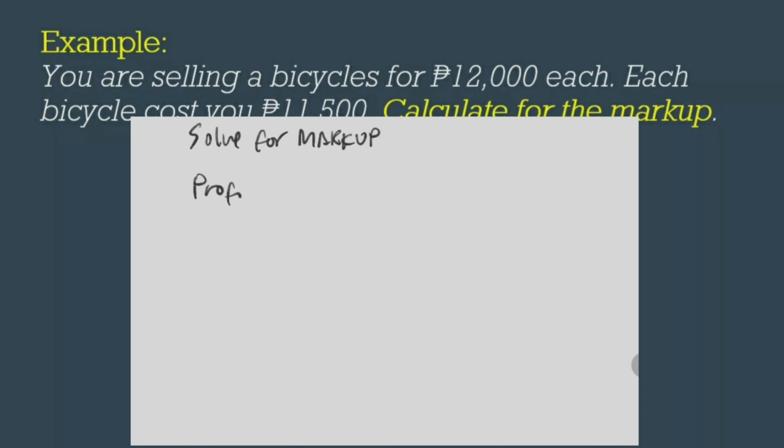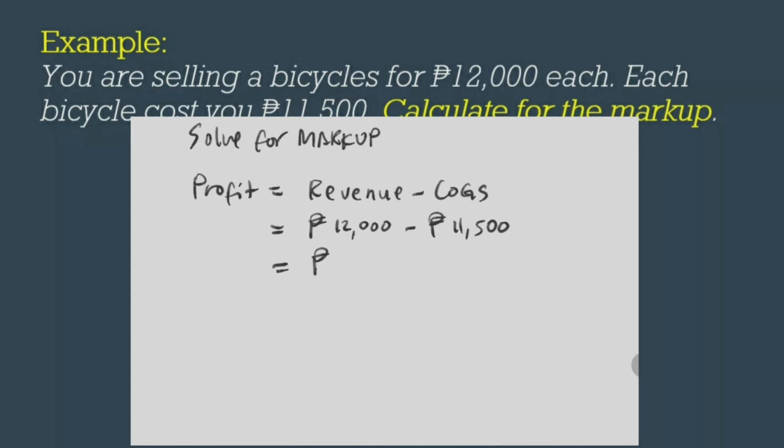Okay, so profit is equal to revenue minus the COGS, or the cost of goods sold. So substitute the value of revenue, which is equals to 12,000, minus the COGS, which is equals to 11,500, and then subtract them, we got 500 pesos. And then after you have the profit, we can now solve for the markup.